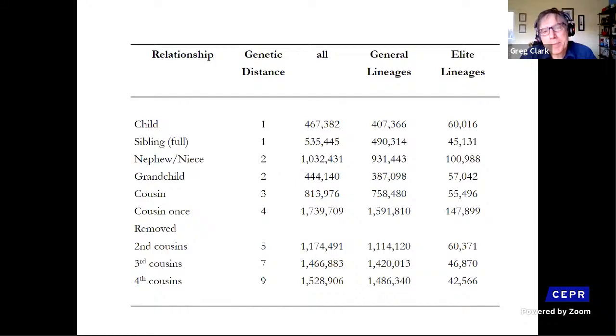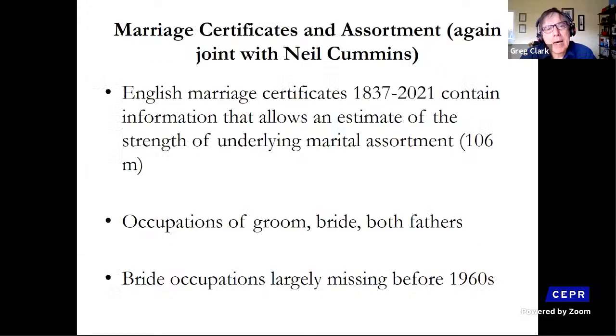And then we split up the database into people who fall in general lineages, who have on average status. And then we initially were constructing the database around elite lineages. And these were people who had high status in the early 19th century. And when we were looking at social mobility, it's helpful to have people who give a very strong signal of what mobility rates are.